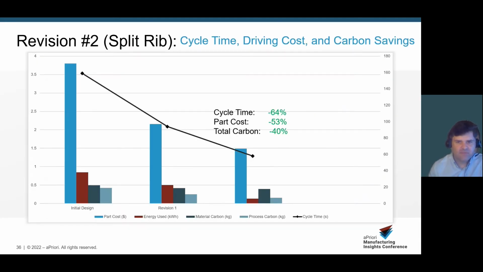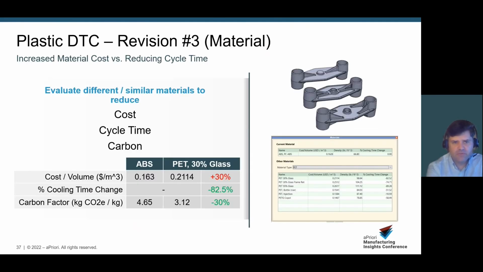So cycle time is great. We're able to reduce that another 64%. The hard cost went down 53%, and then our total carbon went down 40%. Just another example of how we can drive down cycle time using design to drive down costs and carbon at the same time. What are there other things we can do?